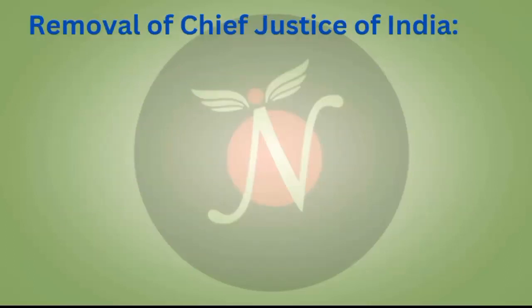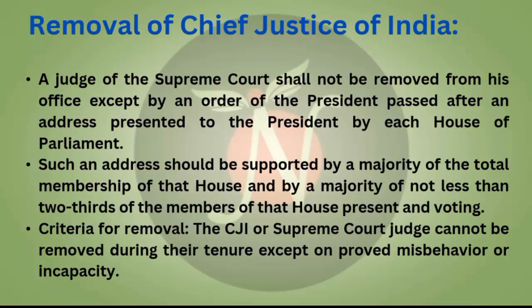Now we will discuss the removal procedure of CJI. A judge of the Supreme Court shall not be removed from his office except by an order of the President, passed after an address presented to the President by each House of the Parliament, and such an address should be supported by a majority of the total membership of that House and by a majority of not less than 2/3 of the members of that House present and voting. So please remember this condition. He cannot be removed during his tenure except on proved misbehavior or incapacity. So only on these 2 grounds can the CJI or a Supreme Court judge be removed.